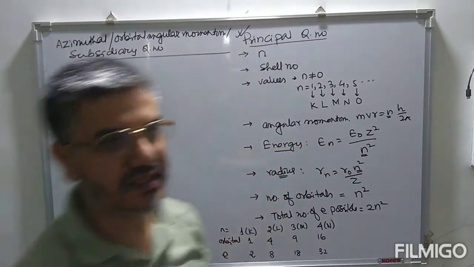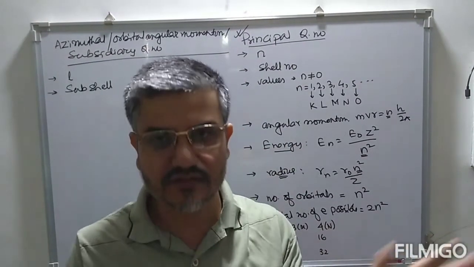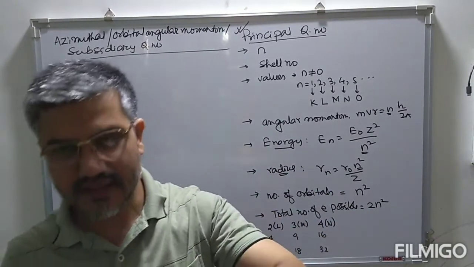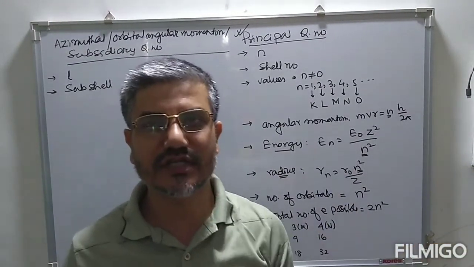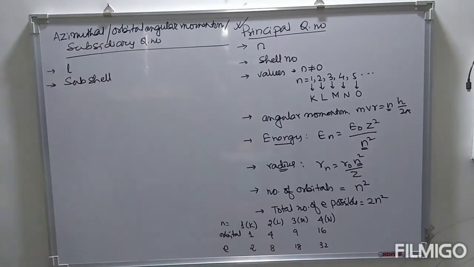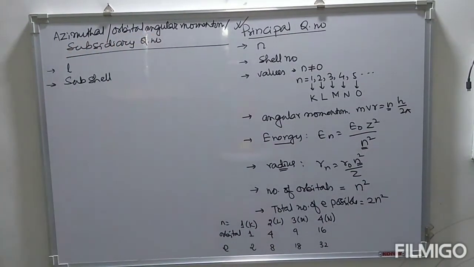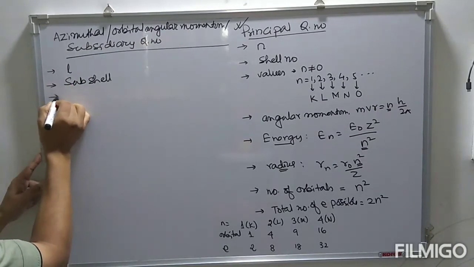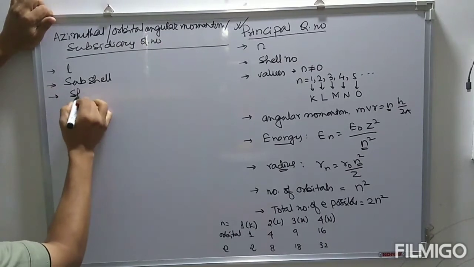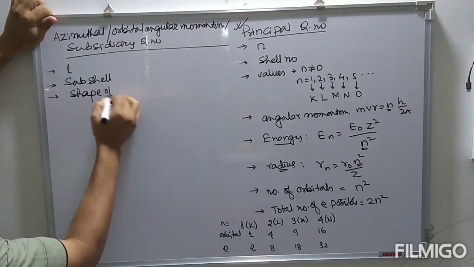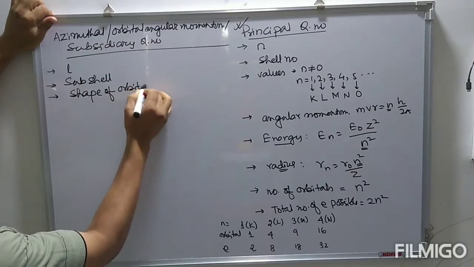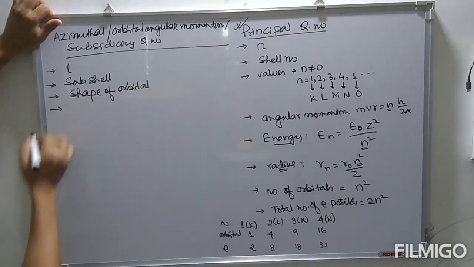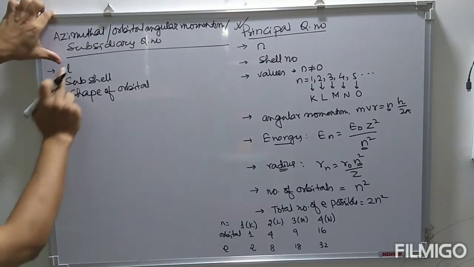That means we have this shell. Inside this shell we have some smaller subshells. So first we define the shell, and inside this shell there are some small shells. That subshell in a shell is represented by this azimuthal quantum number. So this l defines the subshell. This l also defines the shape of the orbital. The shape of the orbital will give you the shape of the electron cloud.